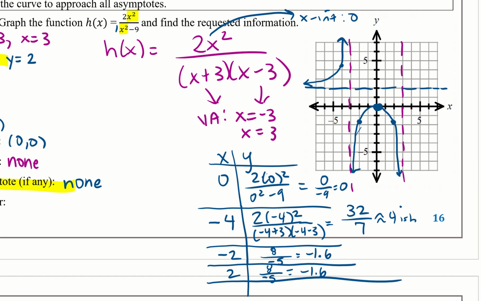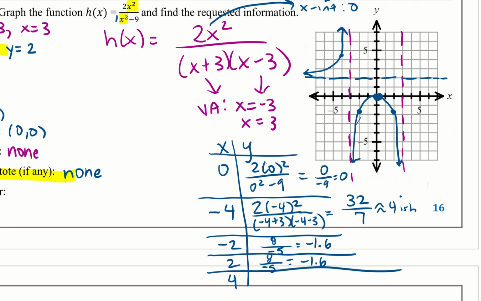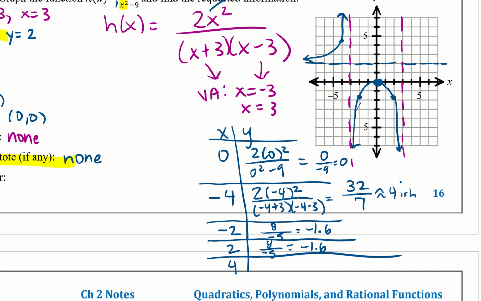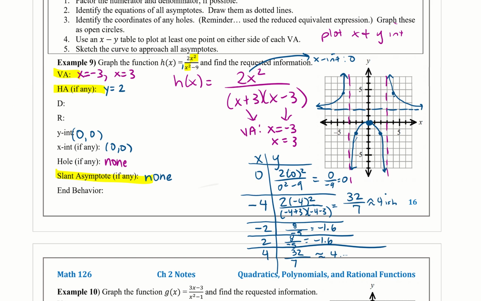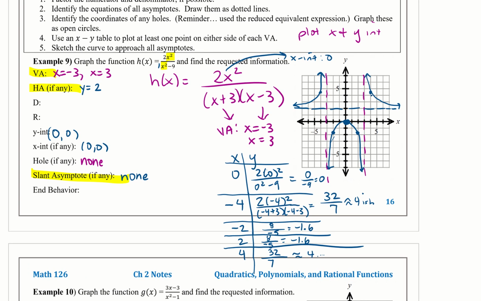Okay, over on the right side, I'm going to just get something past the vertical asymptote of 3. So I'll plug in a 4. Again, I'll get a 32 on the top. On the bottom, I'll just use the factored one. 4 plus 3 is 7 times 1. So this is a little over 4, 4 point something. There's my sketch.